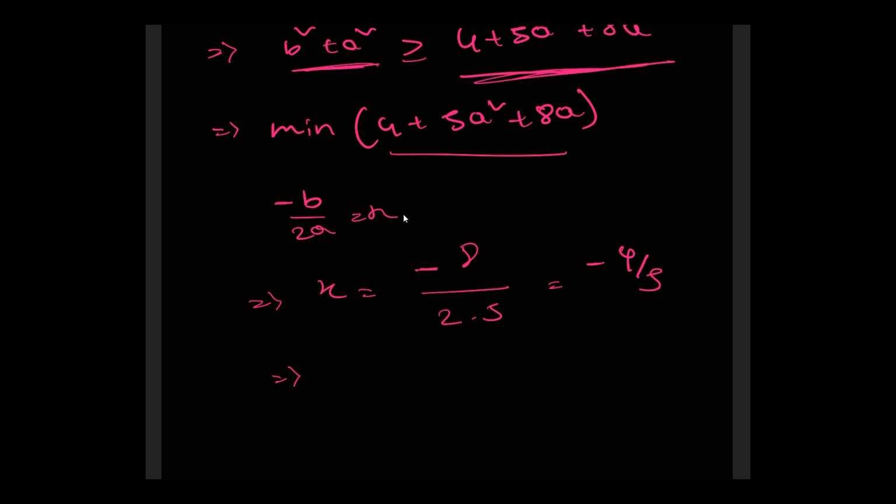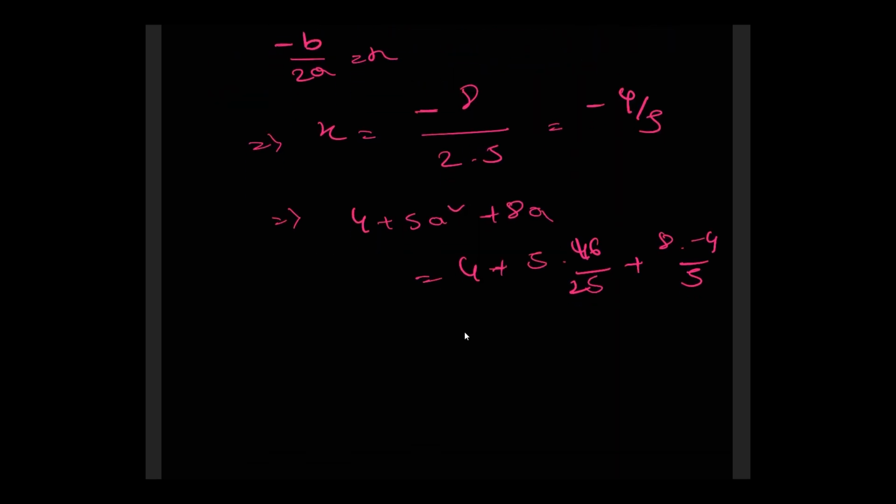Therefore, the minimum value of the equation 4 plus 5a square plus 8a will be 4 plus 5 into 16 by 25, plus 8 into minus 4 by 5. That equals 4 plus 16 by 25 into 5, the 5 will be cancelled out, so 16 by 5.